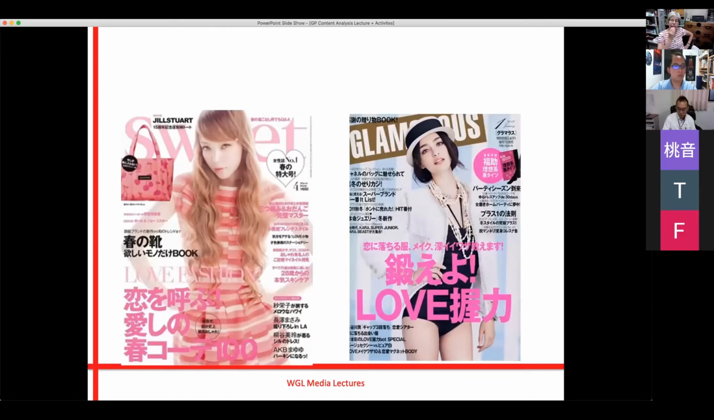Here are two more Japanese magazines, also from 2012, Sweet and Glamorous. Now, Sweet is using similar colors to Vivi. Glamorous has a similar pose. Sweet and Glamorous both have models that have a very confrontational look to them. Glamorous, though, that model has got her head back. It's more vulnerable. She's putting herself in a weaker position, whereas the Sweet model, because her chin is down, that's more of a challenge pose. Body language communicates and needs to be coded.